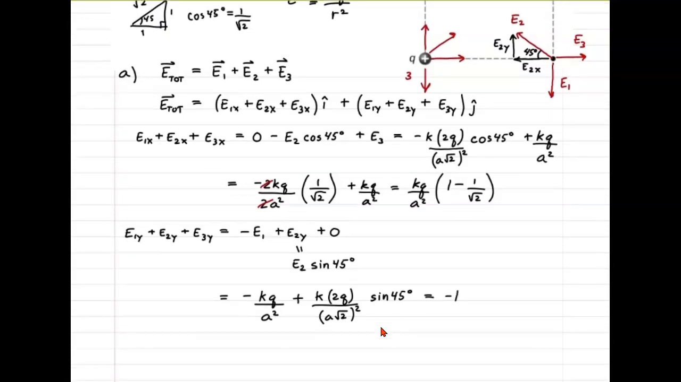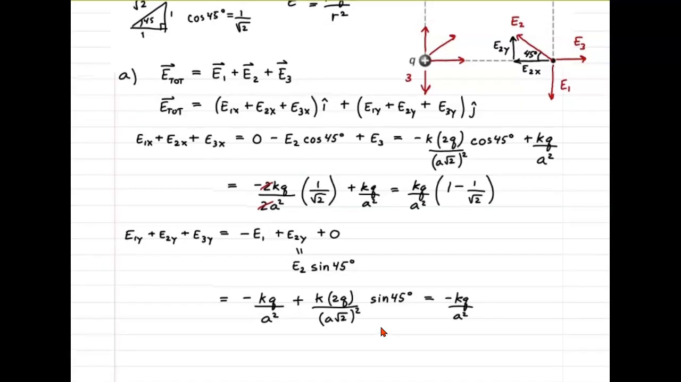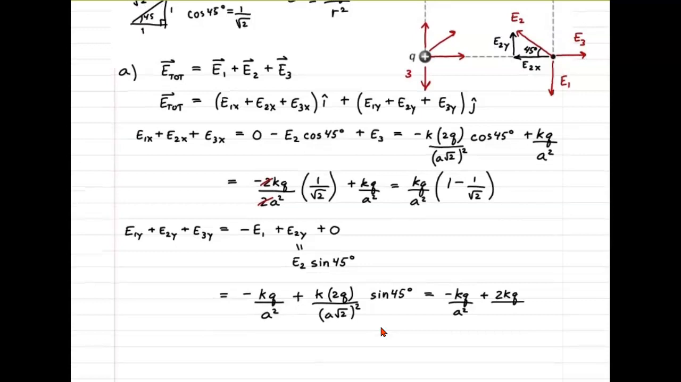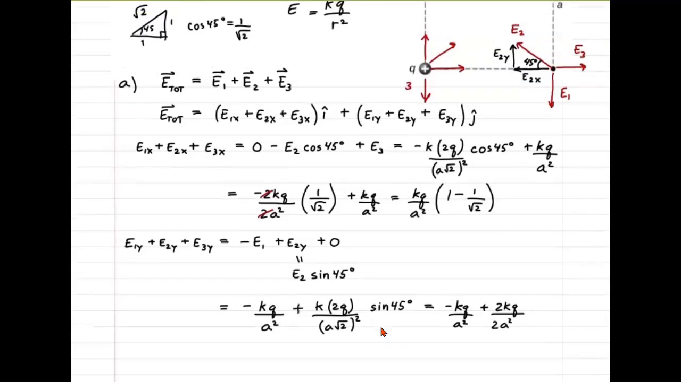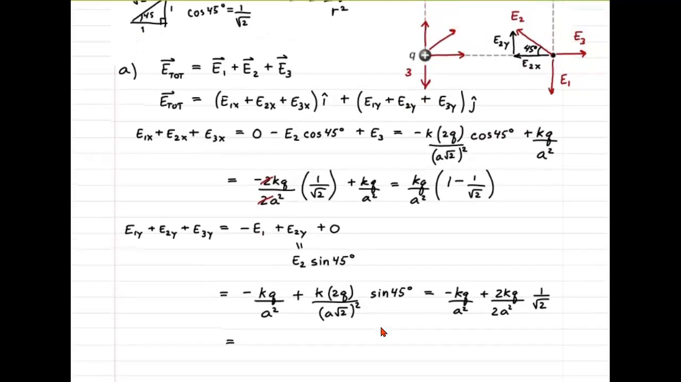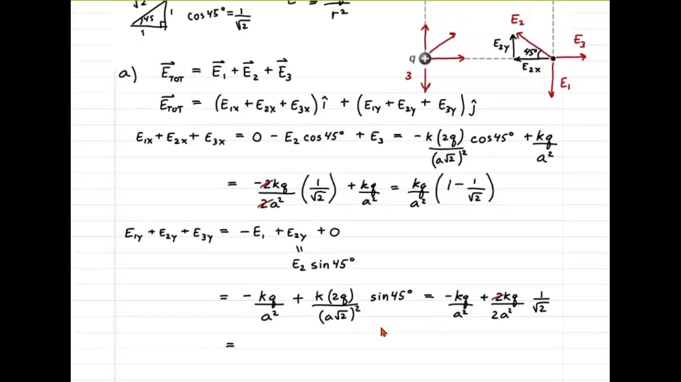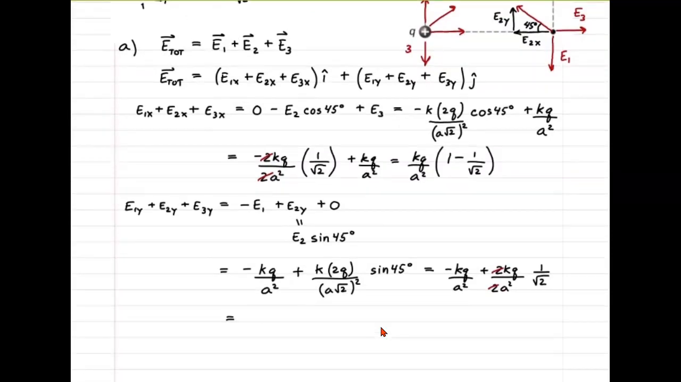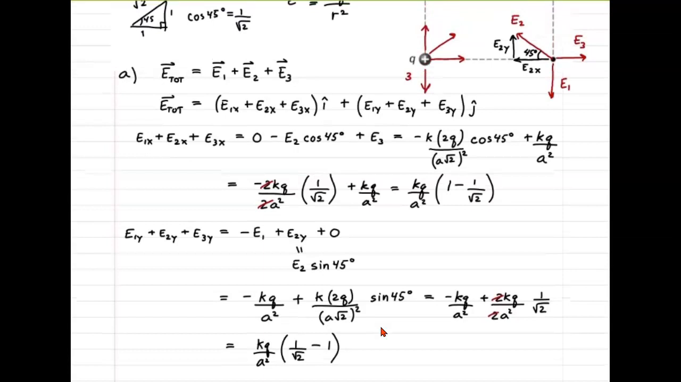Okay, if I continue evaluating this, I get minus kq over a squared plus 2kq, take it out of the parentheses there, I square the bottom, which I'll get 2a squared, and then sine 45. Just like before, sine 45 equals cosine 45, so it's 1 over root 2. And we continue along. These two terms cancel like that, and if you want to write it more nicely, we take out factors that are the same. In this case, it's kq over a squared, and then write 1 over root 2 minus 1, right? Because this is the minus 1, and this is 1 over root 2, and that's what I have there, okay?